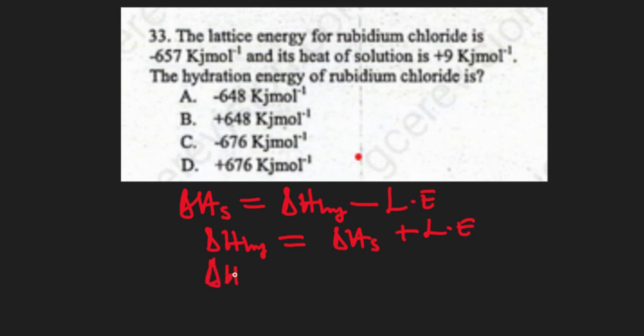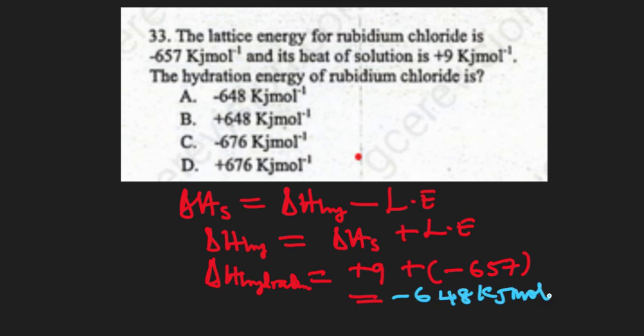If we substitute values, it means that enthalpy of hydration is going to be equal to enthalpy of solution, which is plus 9, plus the lattice energy, which is minus 657. And if we punch that, we're going to have minus 648 kilojoules per mole. That is our answer. And from the options, our correct answer is A.